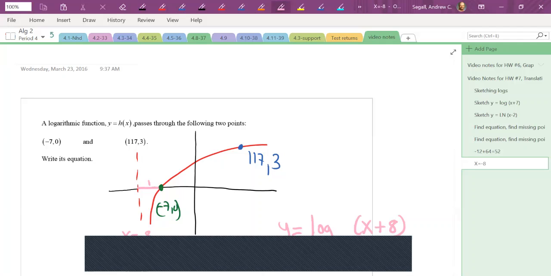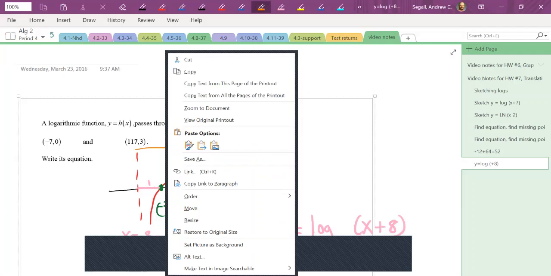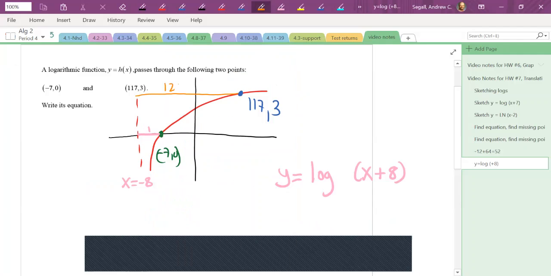But I do know the distance from -8 to 117 is a distance of 125. And that is at a y value of 3, so that's my base cubed. So base cubed equals 125. If I take the cube root of 125, I'm going to get 5. So my equation is y equals log base 5 of x plus 8.